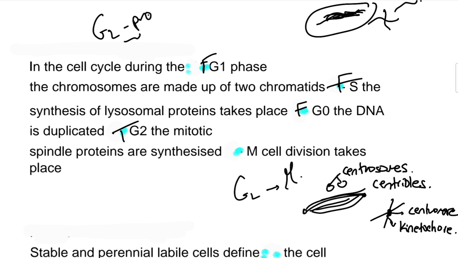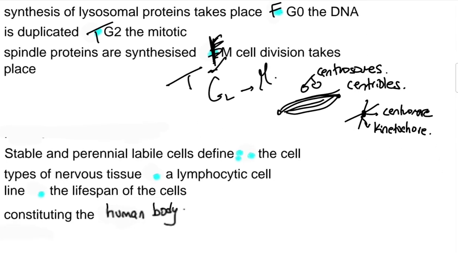So, M cell division takes place. Where did we say? In the cell cycle, cell division takes place in the M phase. This is correct. Sorry, I was writing it wrong. This is true. This is fully correct, because here the mitosis starts, so the cell division will immediately start.